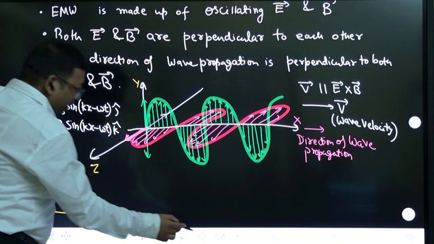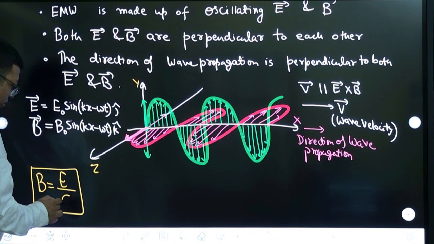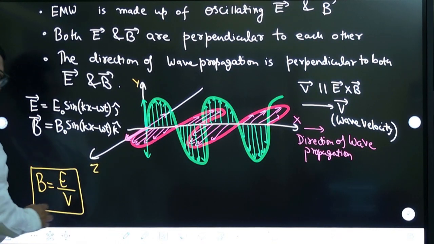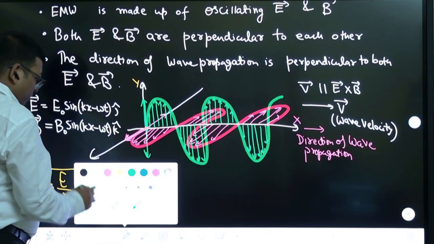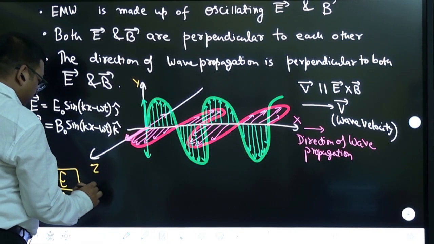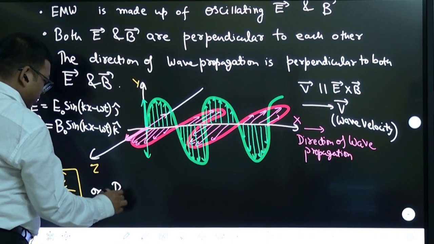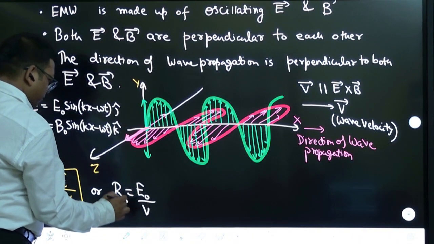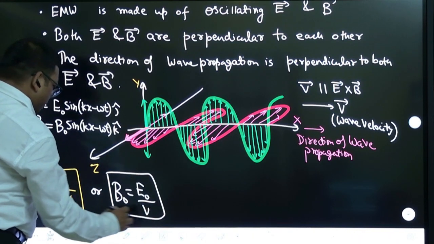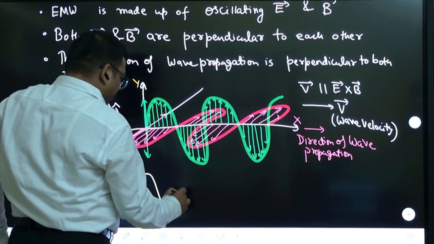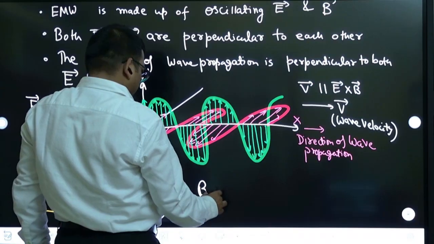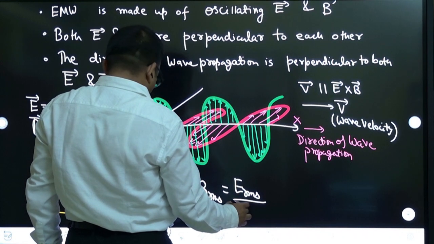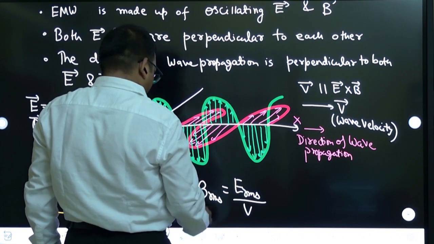Otherwise, you may write it as V in general. If you want, you can put V, where V means the speed of electromagnetic waves. So if I use this equation for amplitude also, we can write B naught is equal to E naught by V. Or I can use RMS also: B RMS is equal to E RMS by V.